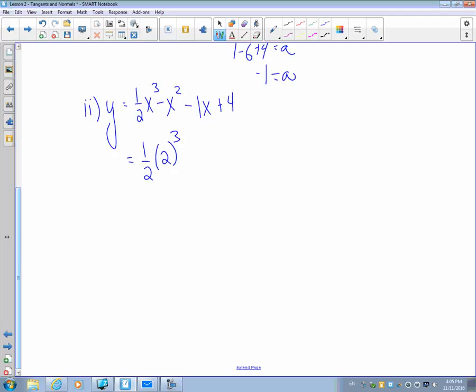So we can put 2 in for all our x's. So 2 cubed minus 2 squared minus 1 times 2 plus 4. And you can put that all into your calculator just the way it looks. If you do that, you come out with 2. So therefore, P is the point 2, 2.